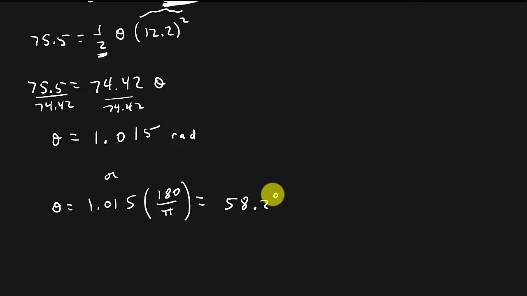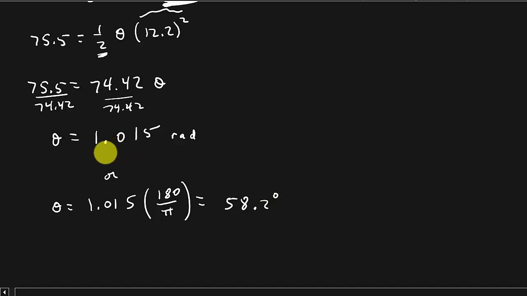Let's see, 1.01. Make sure I did that right. Yeah. Okay, so the book that I'm using had 57.9, but what I noticed is the book rounds this just to 1.01, and I rounded it to 1.015. Let me try that again. Do that one more time. Times 180 divided by pi. Yeah, 58.2 degrees. All right.